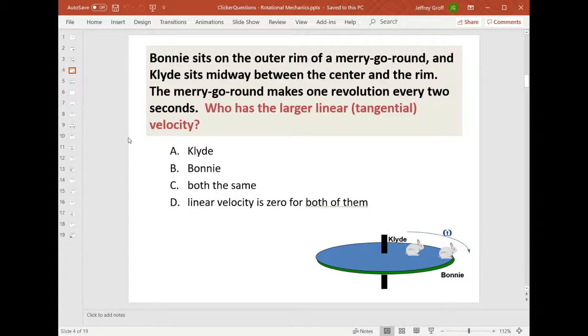All right, same question, but now it's not about angular velocity anymore. It's about linear or tangential velocity. Let me clear the poll and vote when you're ready.